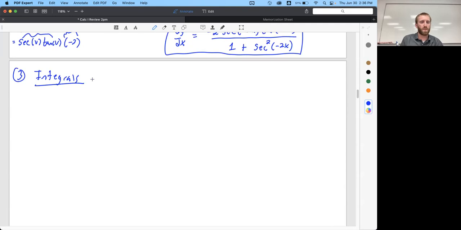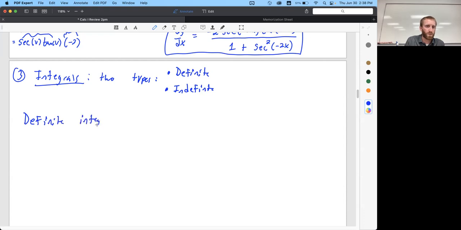So integrals, there are two types of integrals. There are indefinite integrals and there are definite integrals. Two types, definite and indefinite. And in Calc 1, you focus a bit more on the definite integrals. Let's begin there.